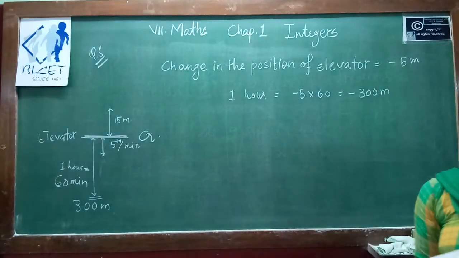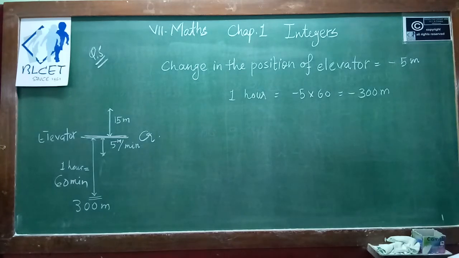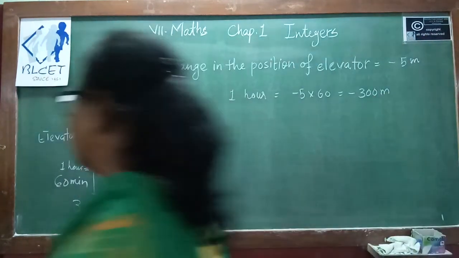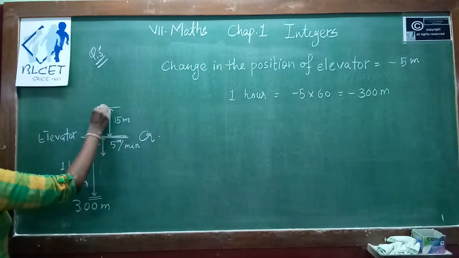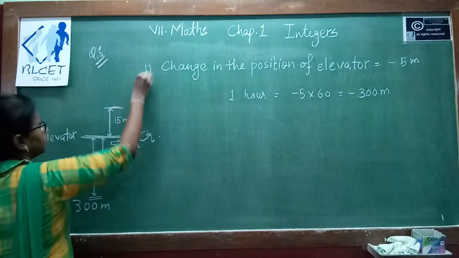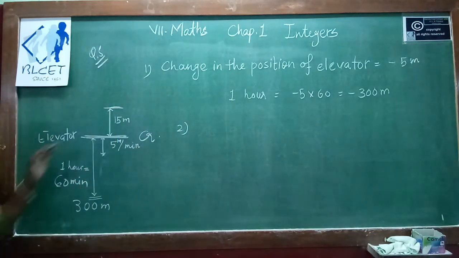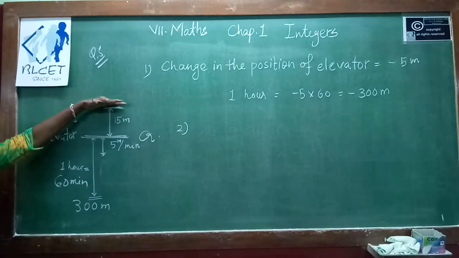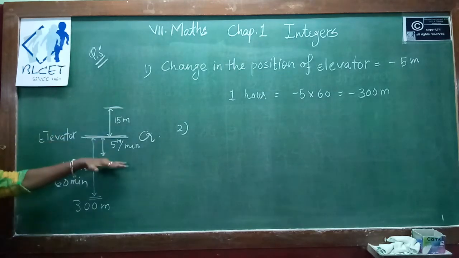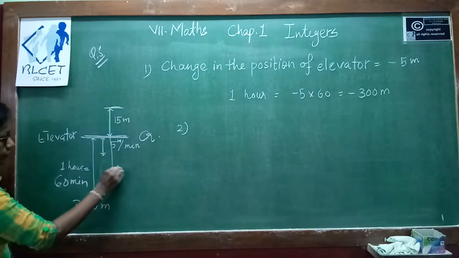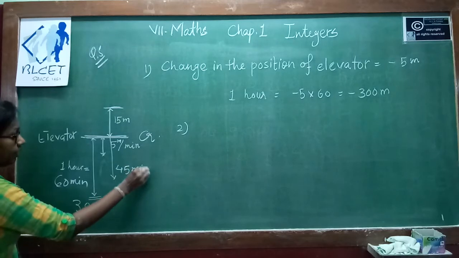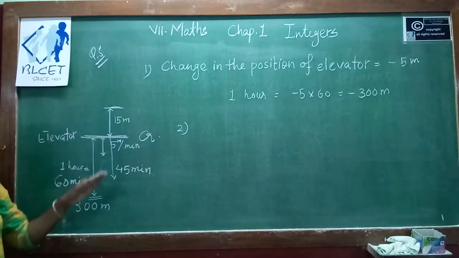What does it say? If it begins to descend from 50 meter above the ground level, then what will be its position? Now, this elevator is already on this position. For the second question, 50 meter above the ground. From here it starts moving in the downward direction and we have to find the position after 45 minutes. After 45 minutes, what is its final position?